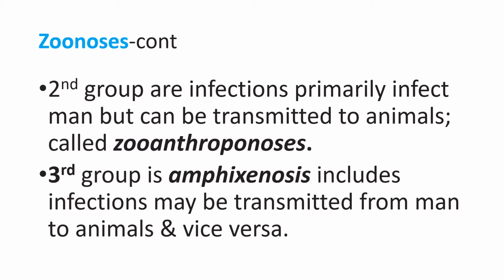The second group are infections that primarily infect man but can be transmitted to animals, called zooanthroponosis. The third group is amphizoonosis, which includes infections that may be transmitted from man to animals and vice versa.